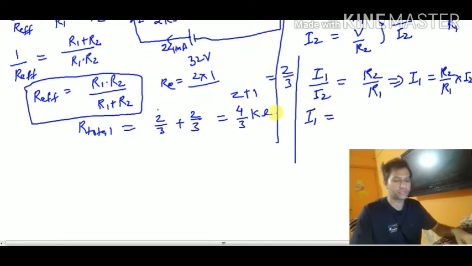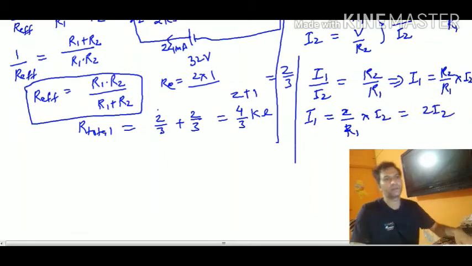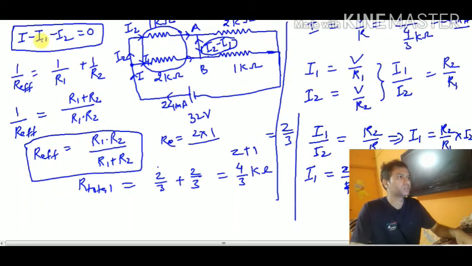So you will get 2 by R1 into I2, means you can write 2 I2. Okay. Now come to this Kirchhoff's law.